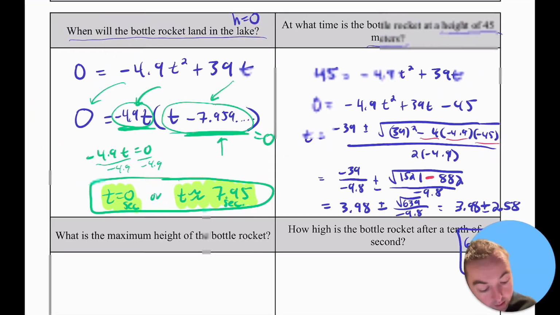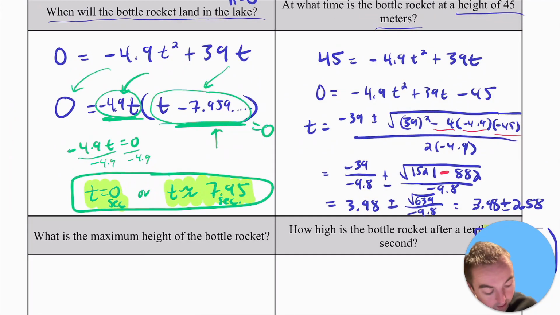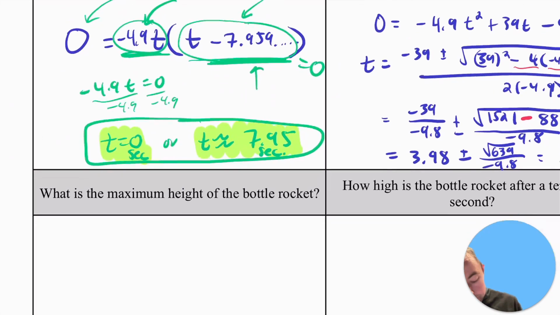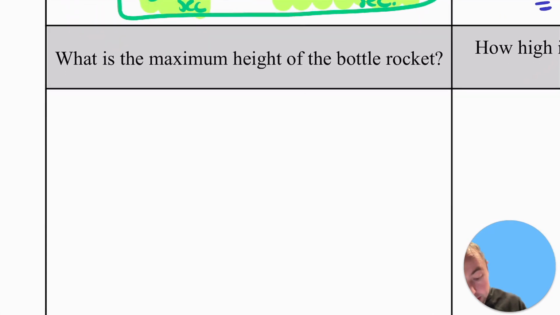And what was happening here is that that's when it would be at its height of 45 meters, right? So it would hit 45, go higher for a while, then come back down and hit 45 again, okay? All right, and then this right here is asking us for the maximum height of the bottle rocket, right?